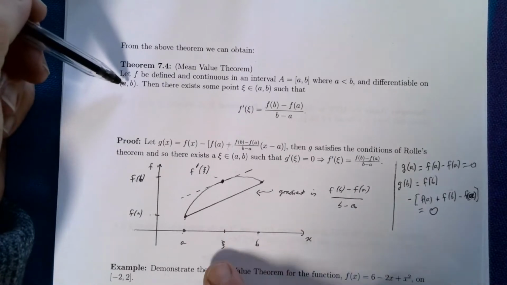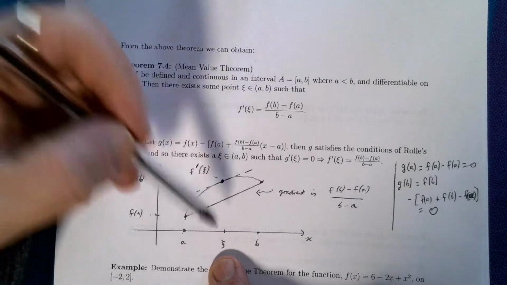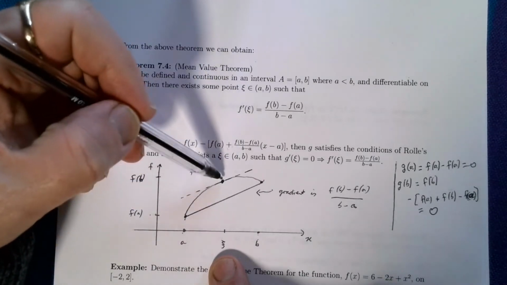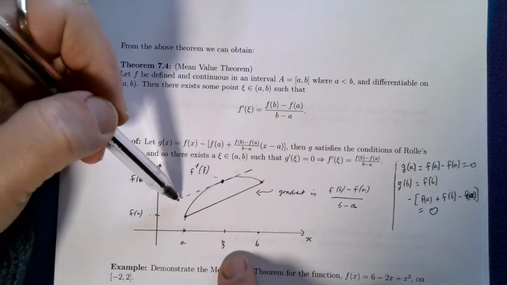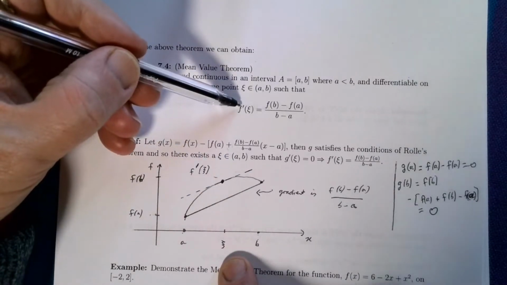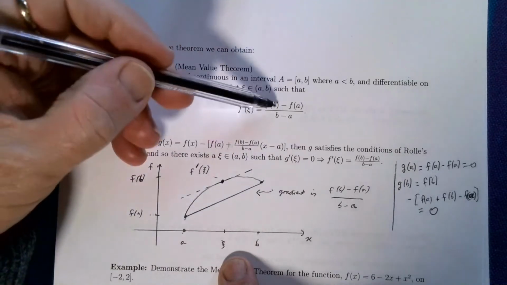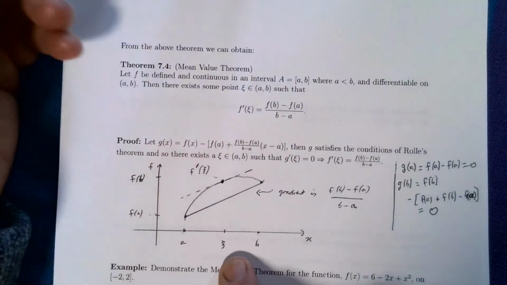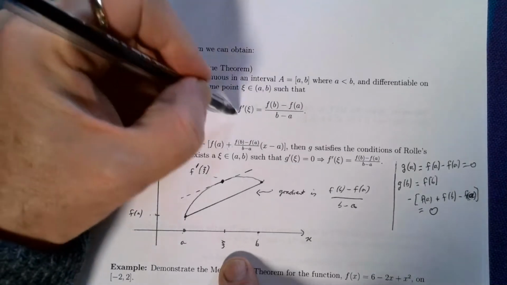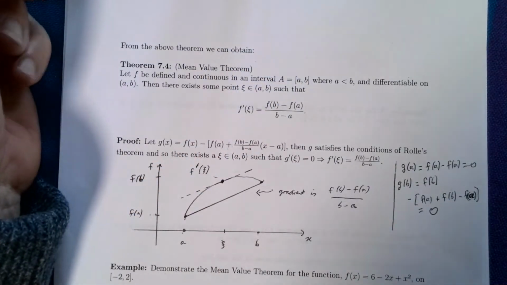Then the theorem says that there is a point psi, put c if you prefer, somewhere in here, so that the gradient of the tangent to the curve, that's f dash of psi, is equal to the gradient of this secant. That is, it's f of b minus f of a over b minus a. And that's going to be our key formula we're going to be using. So that's our key formula.